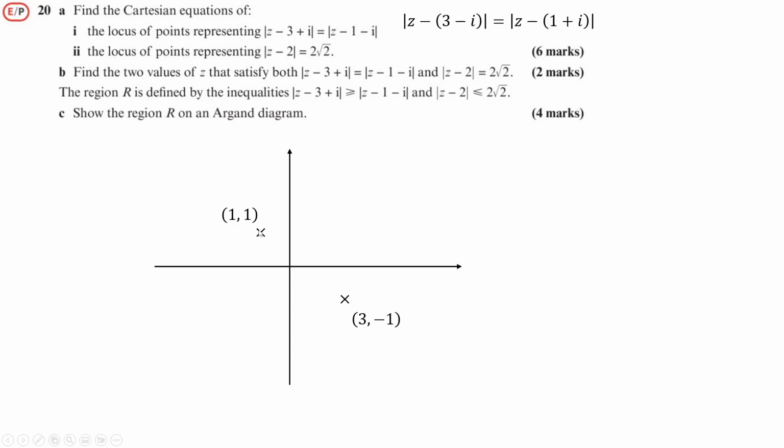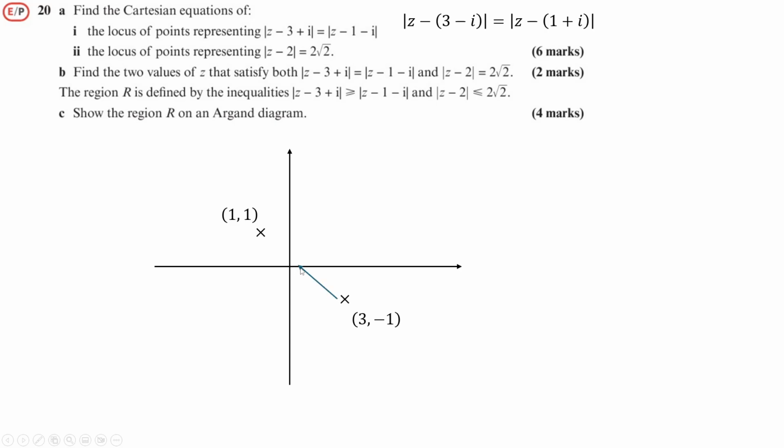Now we want some point here, z. So let's start without actually considering this. z can be literally anywhere on this diagram. And now we've said the distance from this point to z has to be the same as the distance from this point to that same z. That's what it means for these to be equal. So let's just pick, first of all, z.